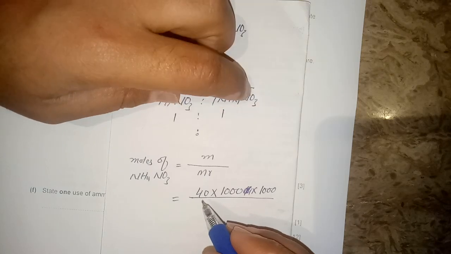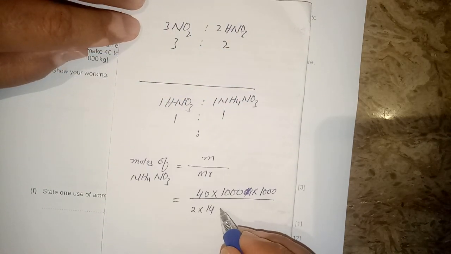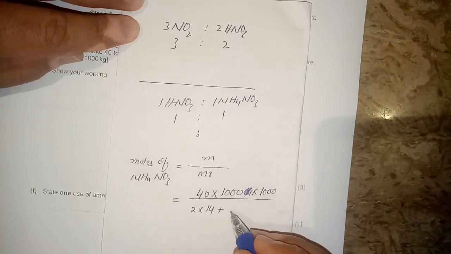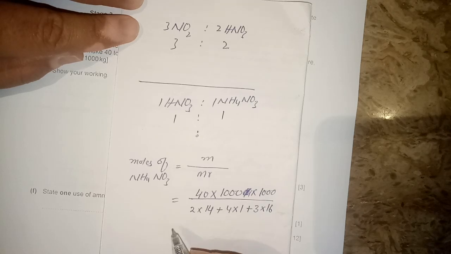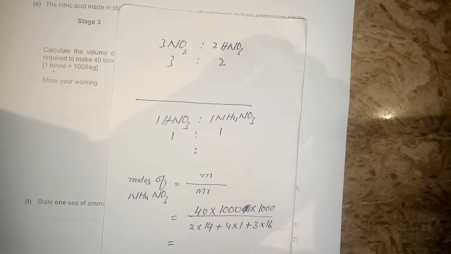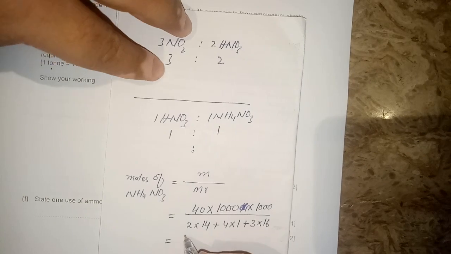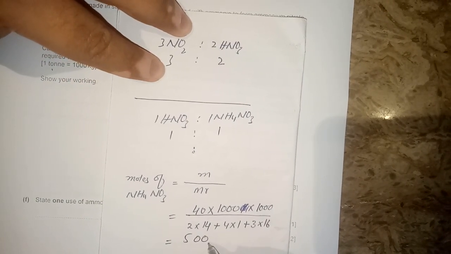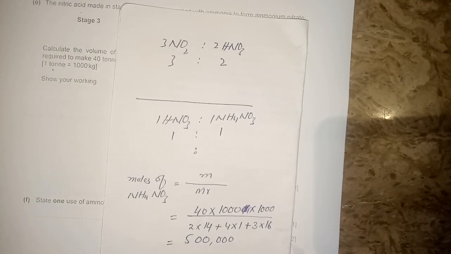Remember, here we have 2 nitrogen atoms. So 2 times the atomic mass of nitrogen, which is 14, plus we have 4 hydrogen atoms and the atomic mass of hydrogen is 1, plus we have 3 oxygen atoms and the AR of oxygen is 16. Now you have to do the calculations. So when you do the calculation, you get the answer 500,000. So this is the right answer for this one.